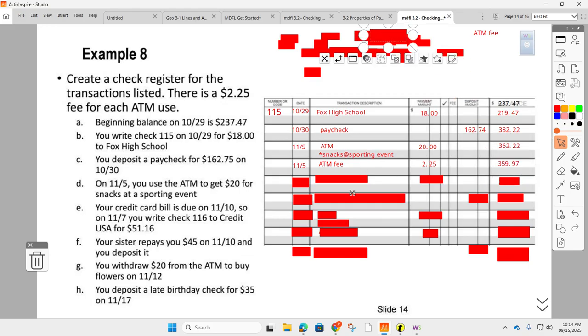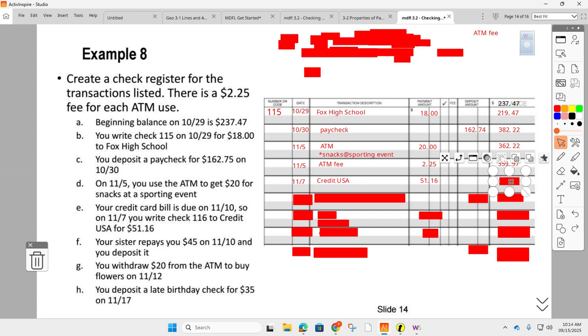Each of these lines, we're paying our credit card bill, putting the date, who we paid it to, the amount, and subtracting that again. If we make a payment, it goes in the payment column. Oh, and we forgot to put the check number there. It was check 116, I believe. We're going to make sure we put the check number.